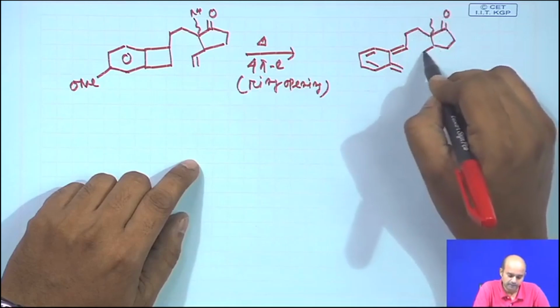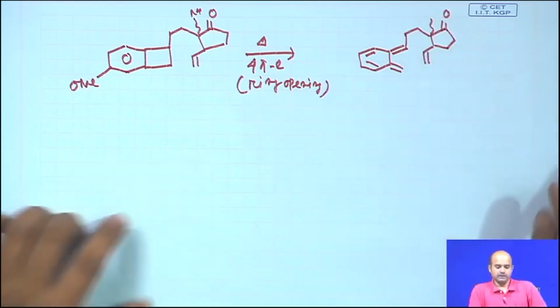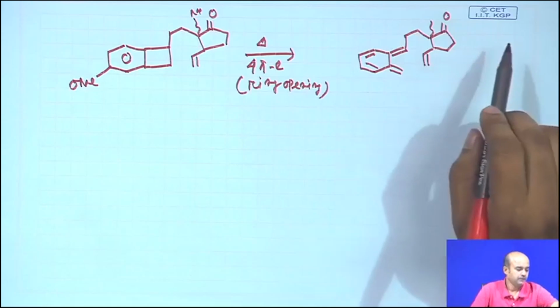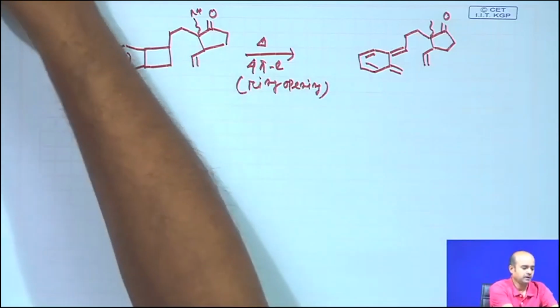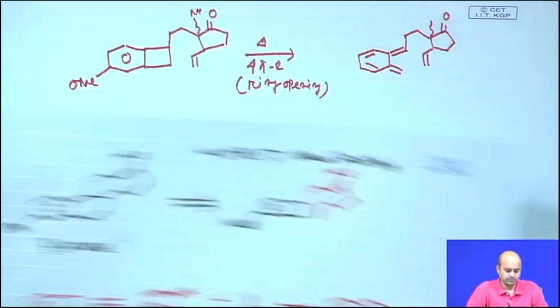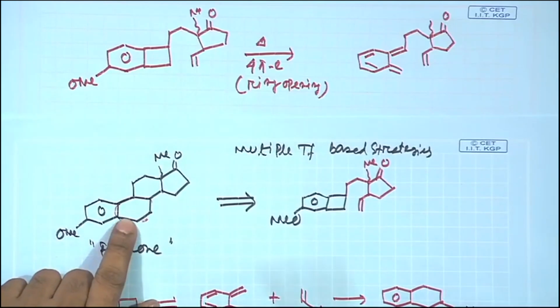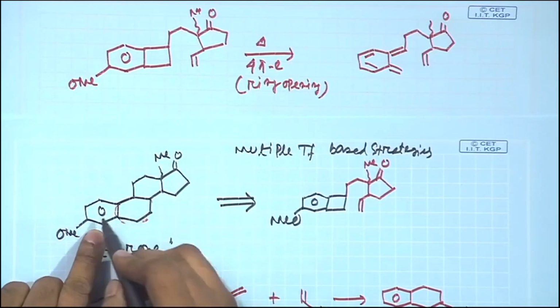Your methyl. Now, see, two rings basically we are making together. If you see the target molecule, it is having this structure. Okay. So, there are 3 rings, 4 rings together actually.